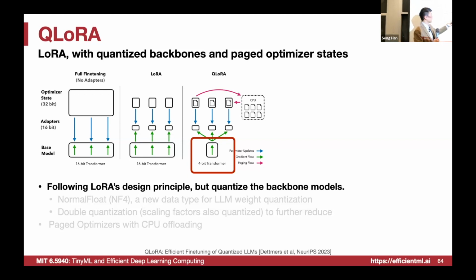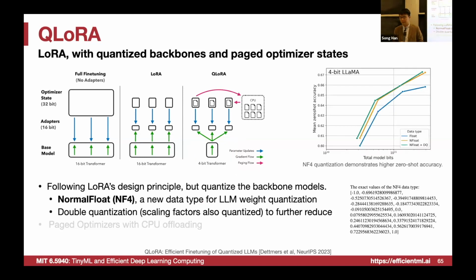So QLoRA is actually using a 4-bit transformer, quantizing the backbone into only 4 bits. And for the large optimizer state, it can be swapped into the CPU if needed. So it follows LoRA's original design principle, but it can quantize the model backbone. That's why it's called QLoRA. And it introduces a NormalFloat format.